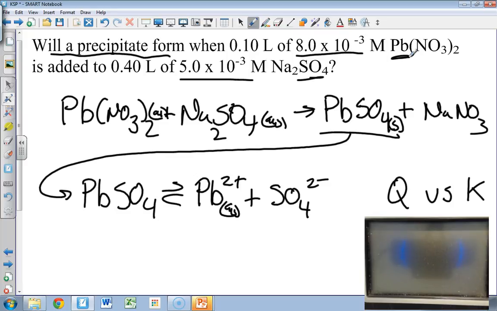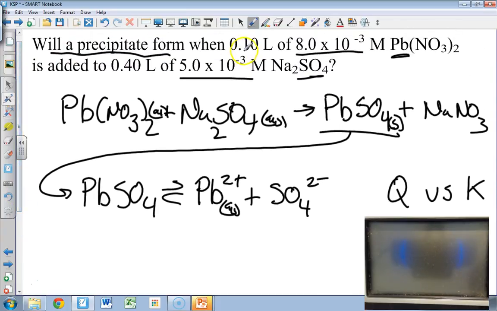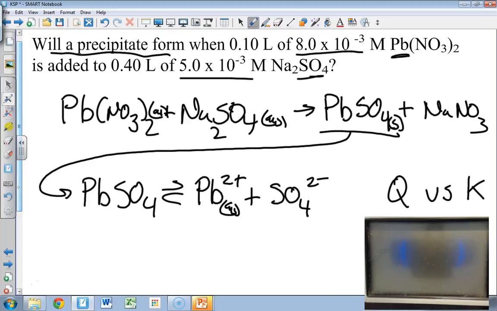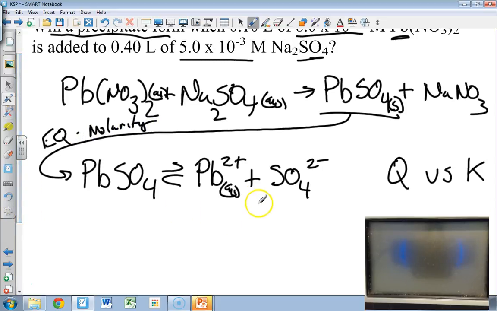The problem with that is that we have to do some math to get at that point. Because we're mixing 100 milliliters of this and 400 milliliters of that, you end up diluting them and you end up having to calculate a new concentration here. Because if we're going to do the math, remember this is still kind of an equilibrium problem, and that needs to be done in molarity. Okay? So, where do we go from here?